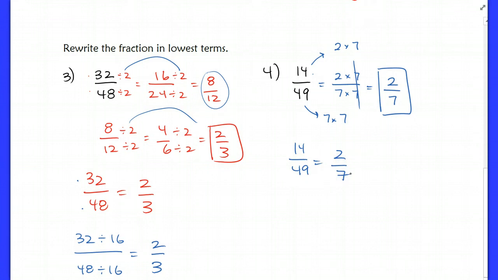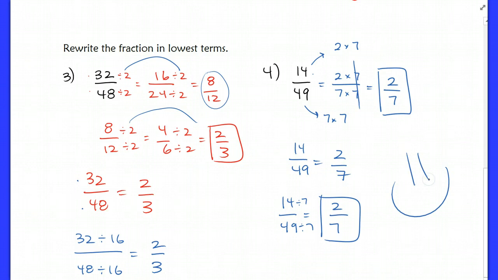Okay, so alternatively, let's say you have 14/49, and right away you knew that 7 was a common factor between these two. You can divide each of these numbers by 7 to get 2, and divide this by 7 and get 7, so 2/7. So you get the same thing no matter what way you do it. That's the lesson for NCP 201.